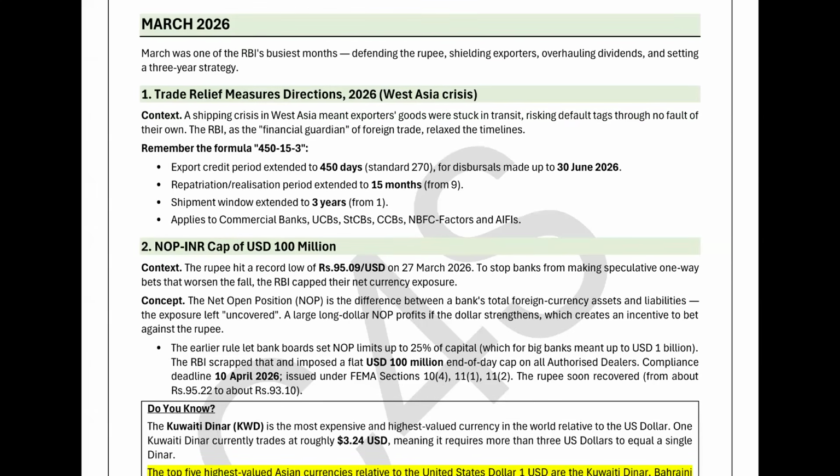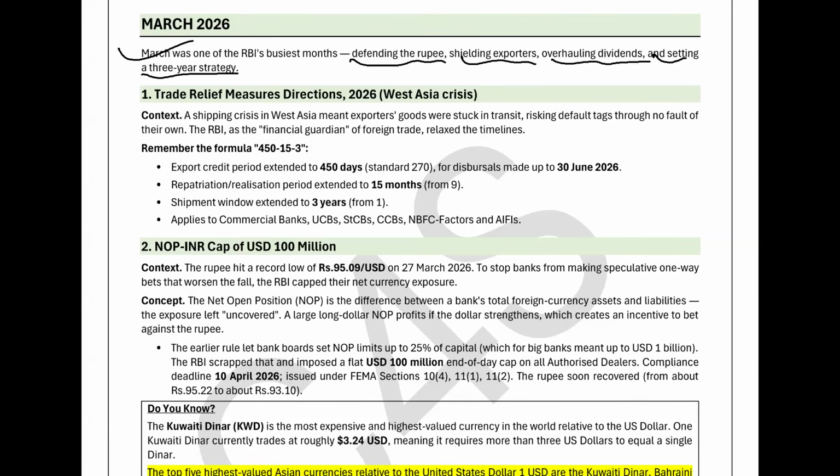So okay, I'm going to start with the March month, right? देखो, March was one of the RBI's busiest months. It was defending the rupee, shielding exporters, overhauling dividends, because the West Asia conflict was coming into the picture in the March month, right? And setting a 3 year strategy as well.